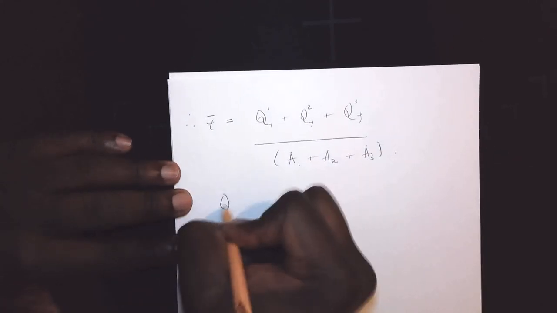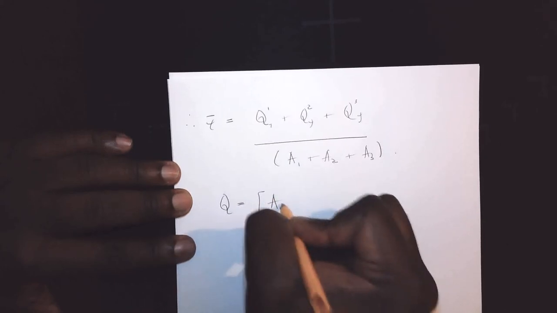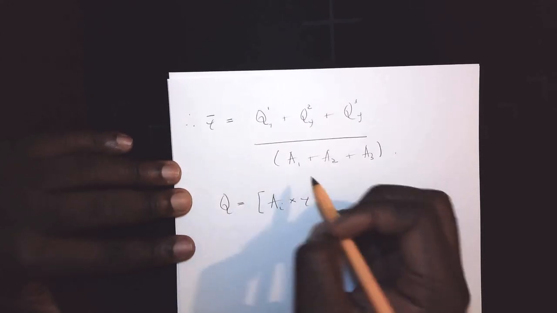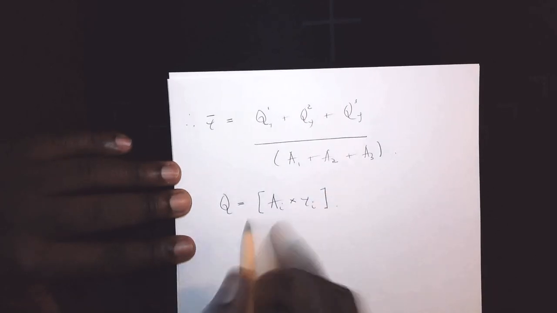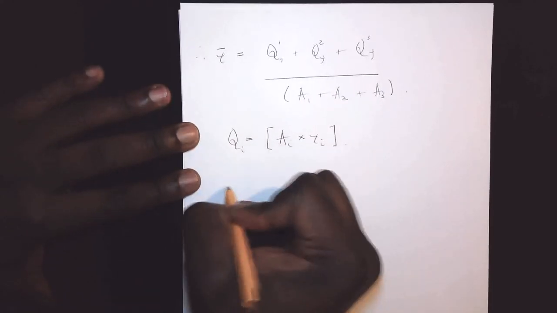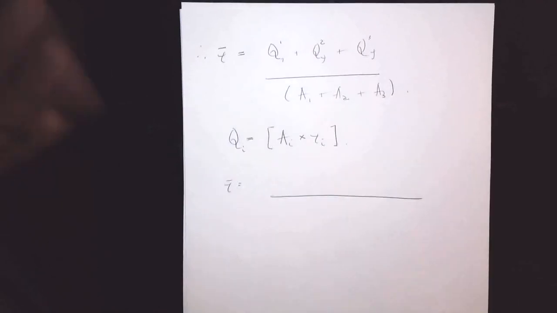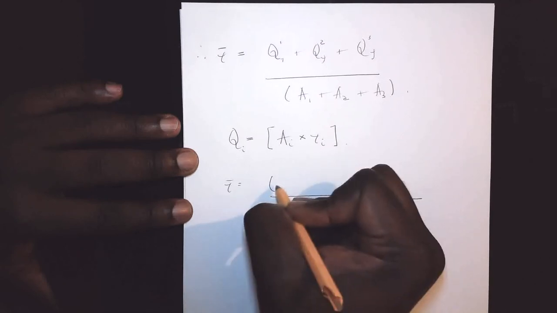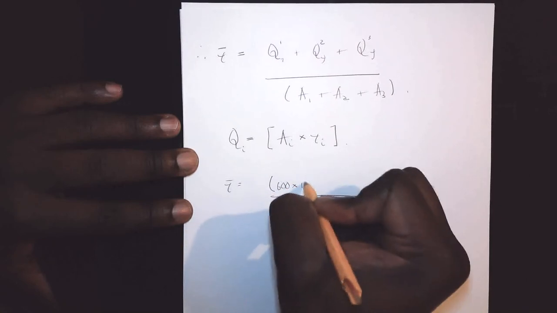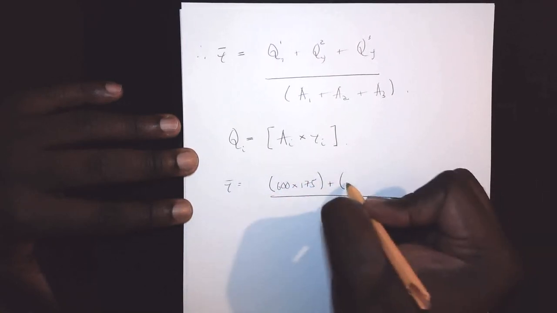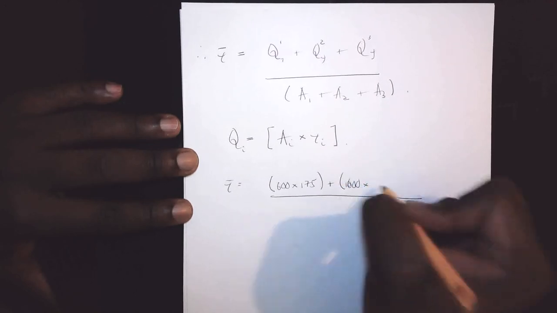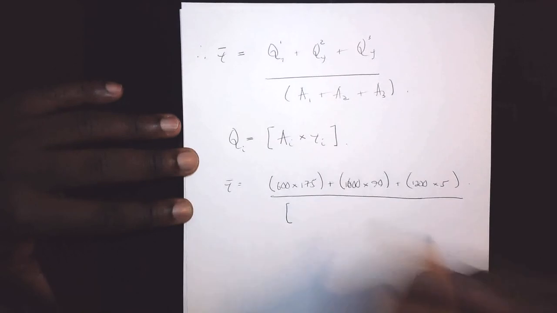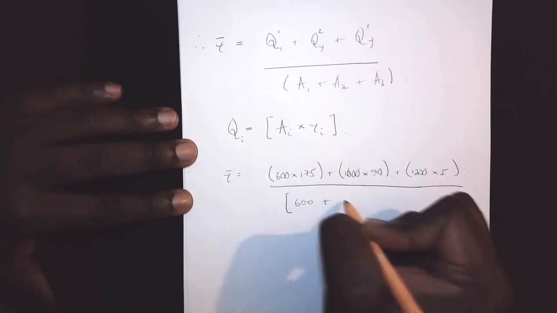Someone's probably asking what Q is. Q is equal to the product of the area times the y coordinate with respect to the reference frame defined there. That's basically what Q is. So Y bar is equal to, we start off with Q1, or QY1, that is equal to 600 times 175 plus 1600 times 90 plus 1200 times 5, all divided by the total area, 600 plus 1600 plus 1200.